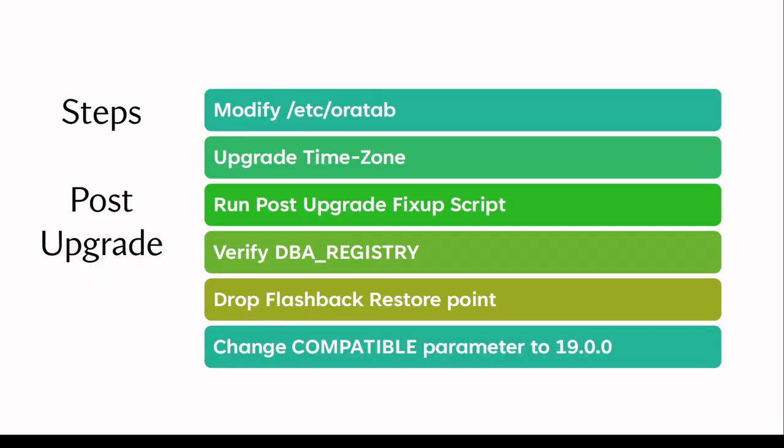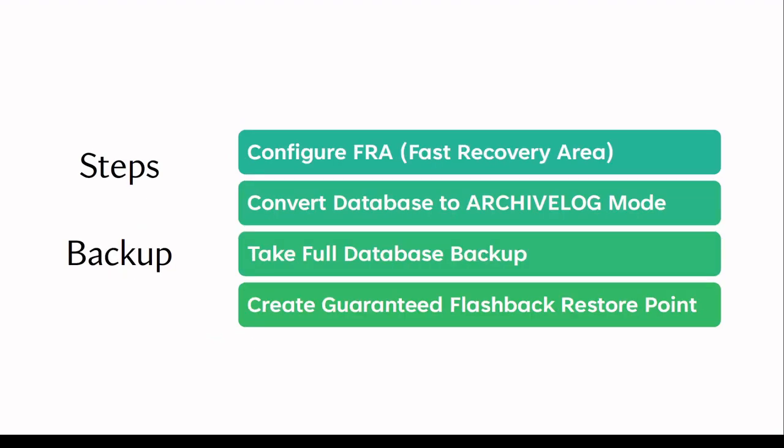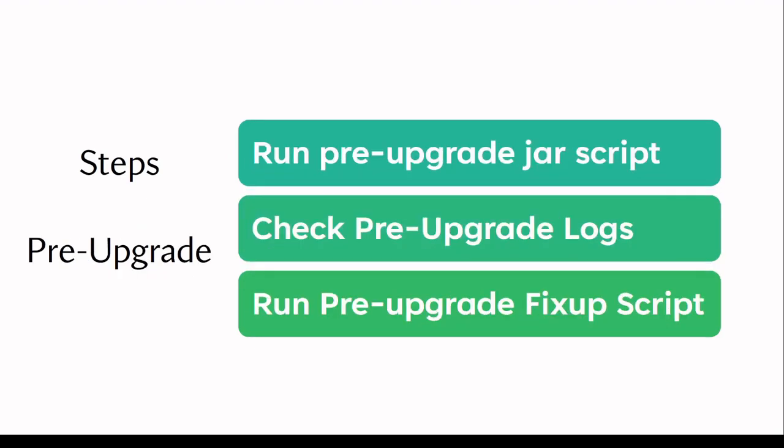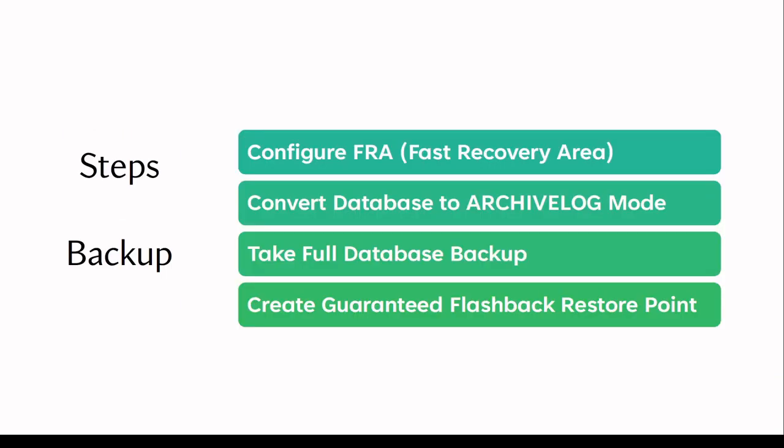So these are the high-level steps of what we need to do. The most important part is the pre-upgrade jar, and you need to take care of any pre-upgrade suggestions. You need to run them as part of the pre-upgrade fix-up. Also remember, do not proceed without taking a backup. Make sure that there is a full RMAN backup, and also create a guaranteed flashback restore point.